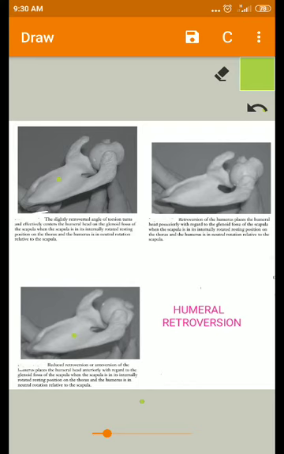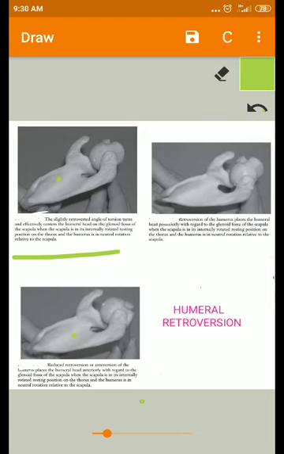So this first picture is the normal retroversion of the humeral head. So what will happen in the case of normal retroversion? What is the normal retroversion? The head faces medially, superiorly and posteriorly with regard to the shaft of the humerus and the humeral condyles. That means the angle is 30 degrees, isn't it?